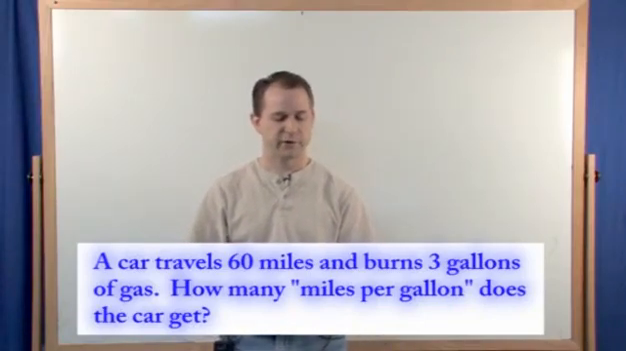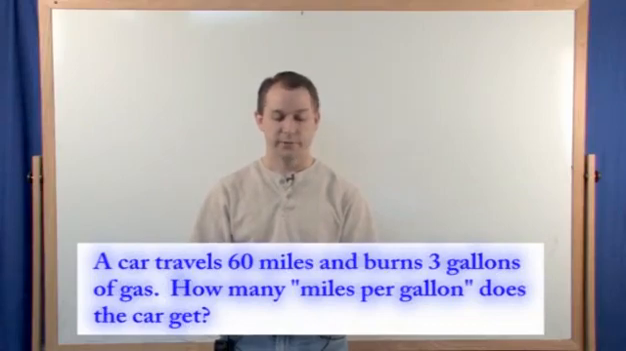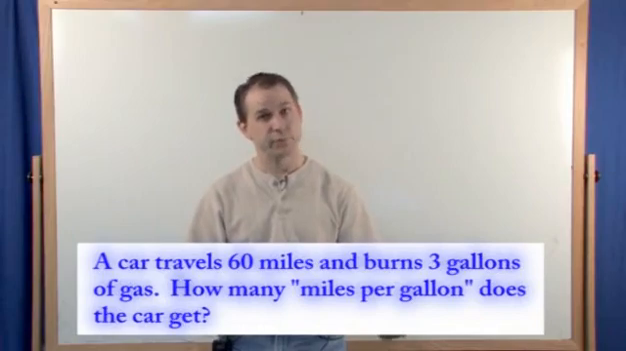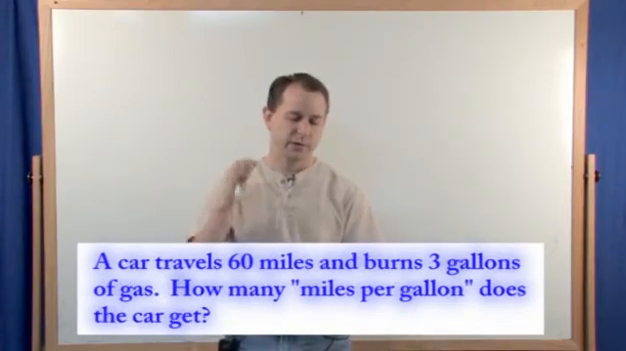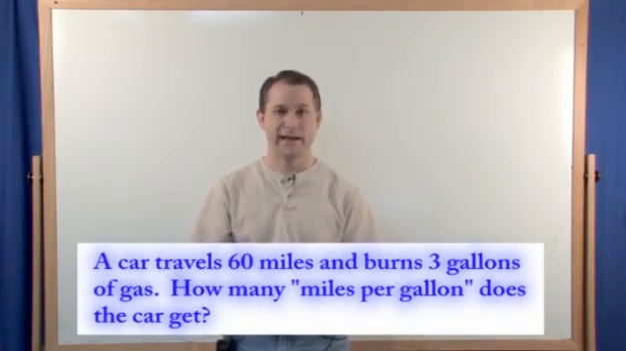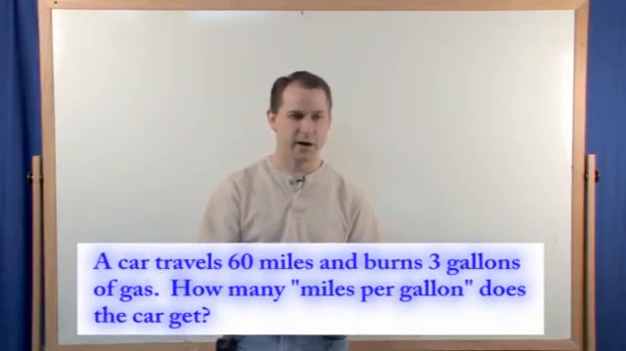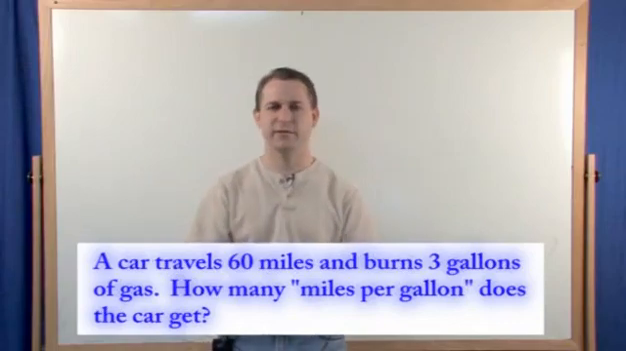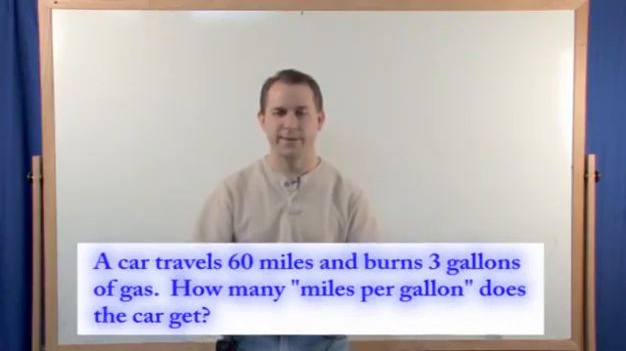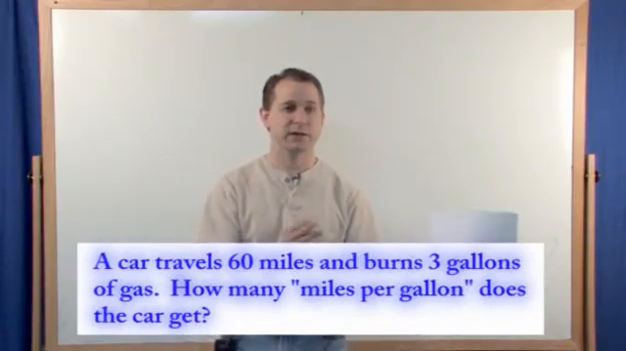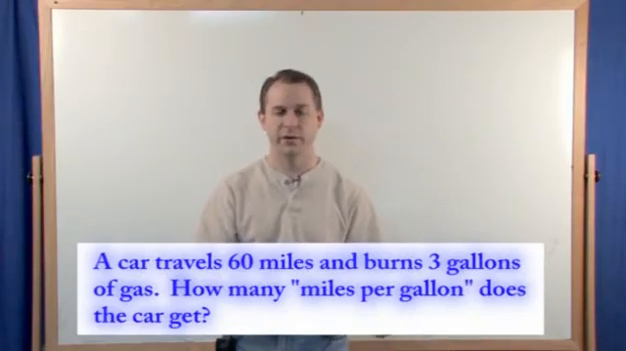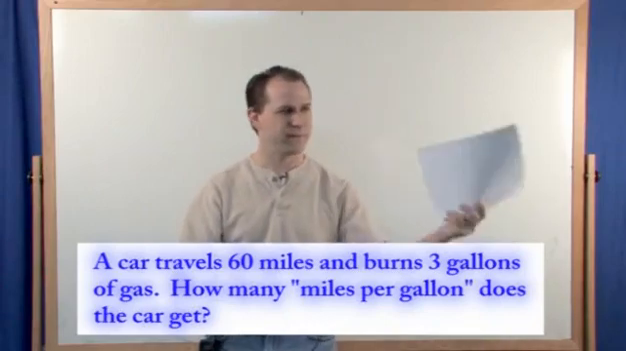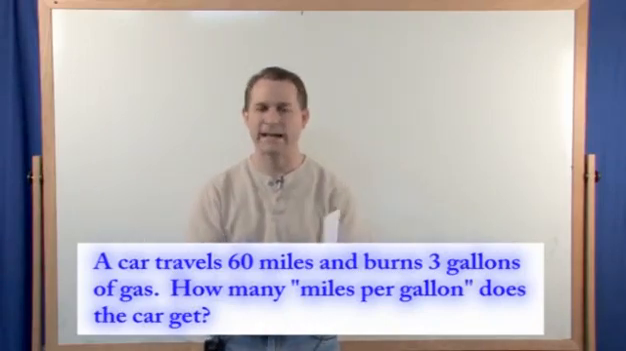So you're looking at this and you're trying to say, well, do I add them? Do I subtract them? Do I multiply them? Do I divide them? You know you're going to have to do one of those. Which one do you do? Well, you can't add them together, because you can't add 60 miles with 3 gallons of gas. It just doesn't make sense. You can only add things that have the same units. You can add apples to apples or oranges to oranges, but you can't add miles to gallons. It's a different thing over here and a different thing over here.